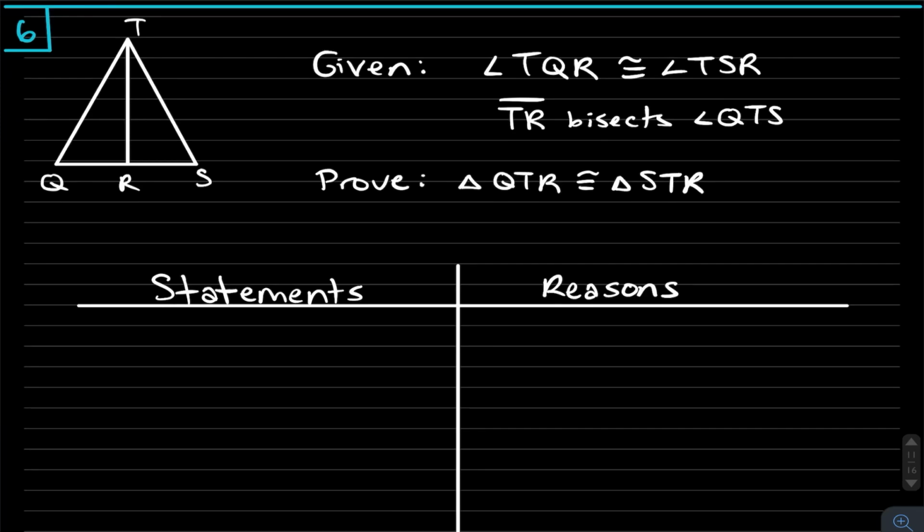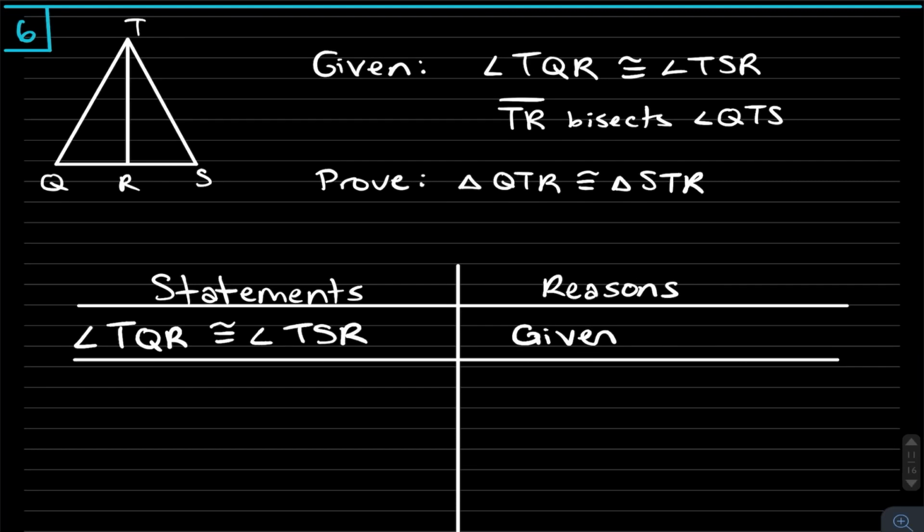So let's start by writing down our givens. We have the angle TQR is congruent to angle TSR, right? Those two things are given. And then we have that TR bisects angle QTS. And the reason for that is also given.